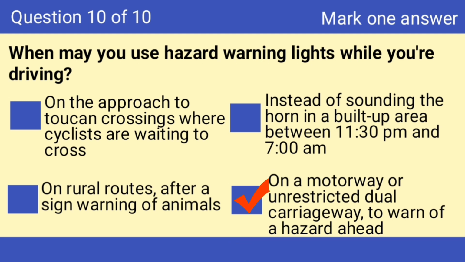The correct answer is on a motorway or unrestricted dual carriageway to warn of a hazard ahead. Explanation: when there's queuing traffic ahead and you have to slow down or even stop, briefly showing your hazard warning lights will help alert following traffic to the hazard.